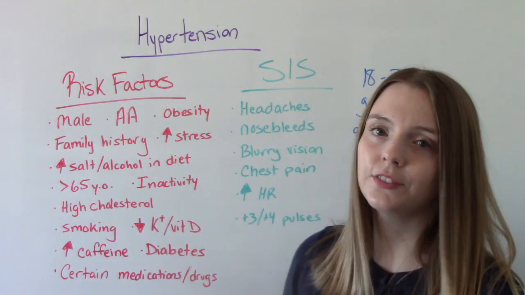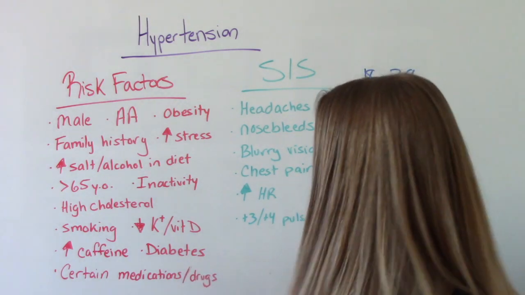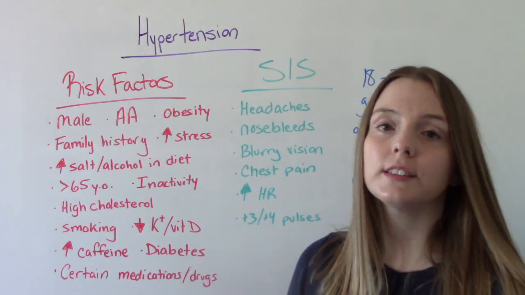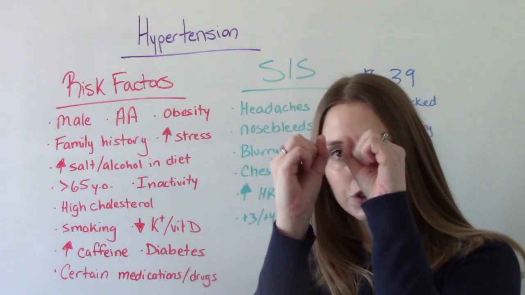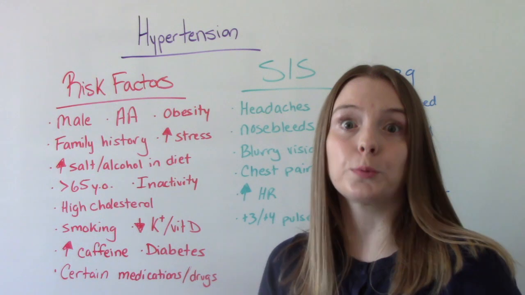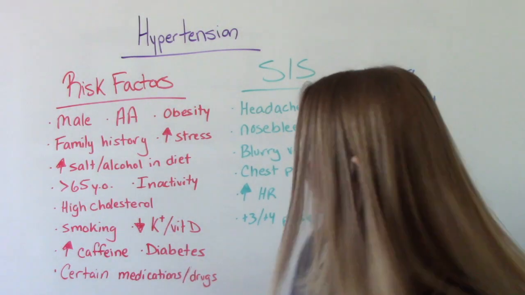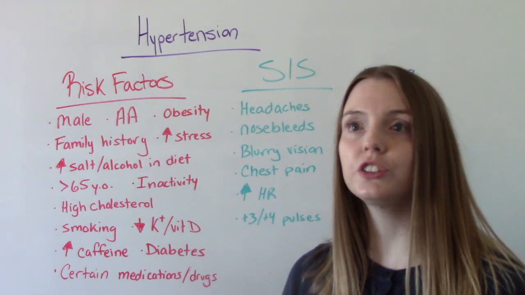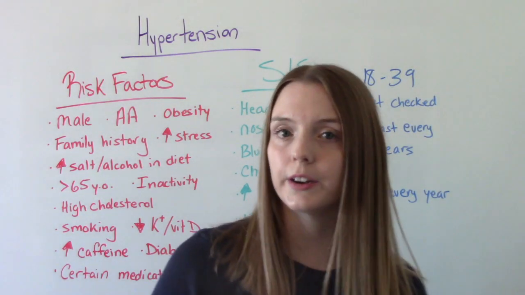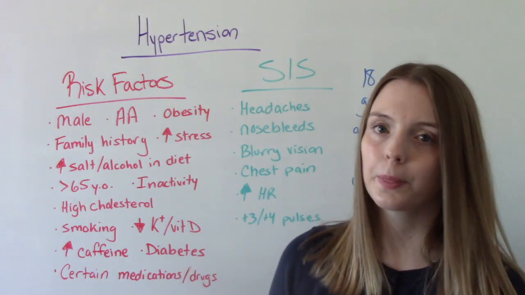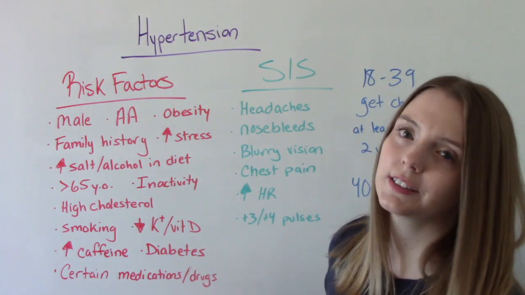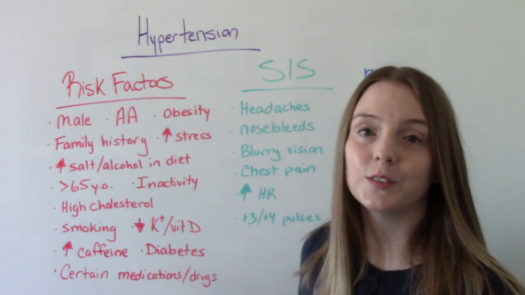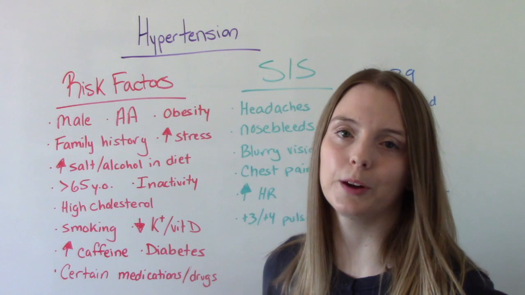Those who are inactive, so they don't live an active lifestyle. They have high cholesterol. They smoke cigarettes. That can lead to vasoconstriction, right? Which increases the blood pressure. And then certain prescription medications, like the birth control pill, can increase your blood pressure. And then, of course, illegal drugs, things like amphetamines and cocaine, can also cause vasoconstriction, which can increase your blood pressure.